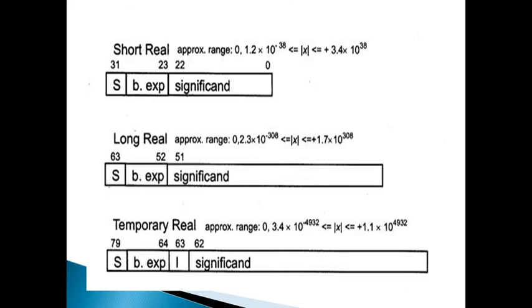In short real, we are having an 8-bit exponent and a 23-bit significand or fractional part. Here the exponent is biased, it means an extended exponent is there. In long real, we are having a significand of 52 bits and a biased exponent of 11 bits. And in case of temporary real, we are having a significand up to 63 bits.